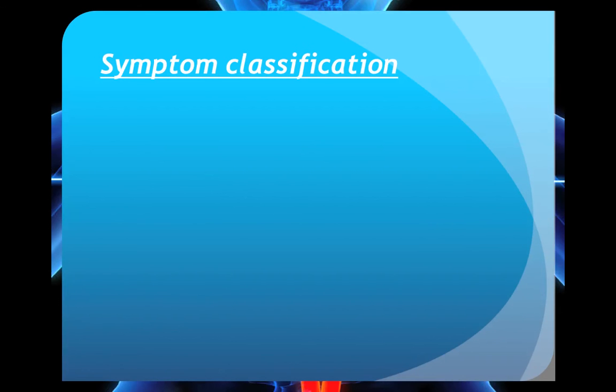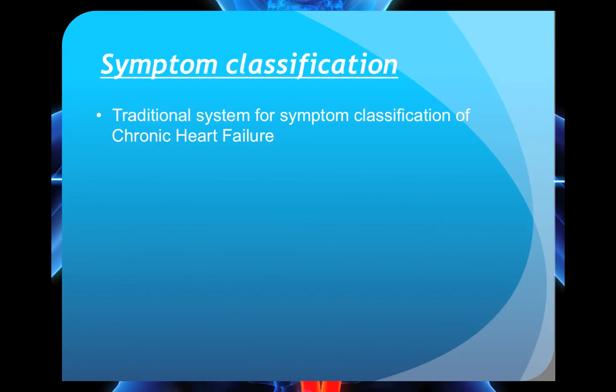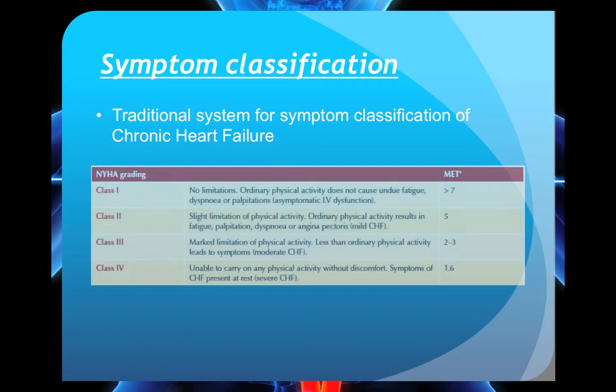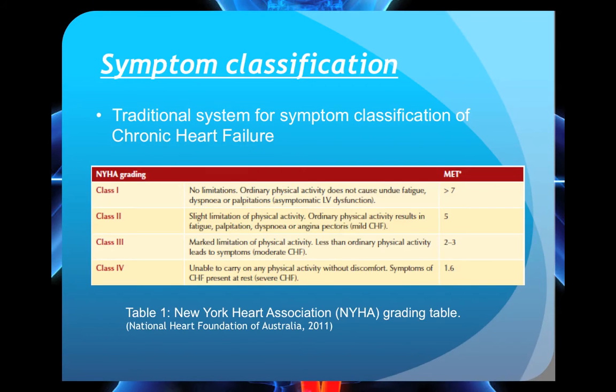Symptom classification. There is a traditional system for symptom classification of chronic heart failure. As seen here by Table 1, according to the New York Heart Association, or the NYHA, this table shows the grading classification for individuals with chronic heart failure. The NYHA grading system has been found to be the most traditional system for CHF symptom classification, showing the different levels of classes from 1 to 4.